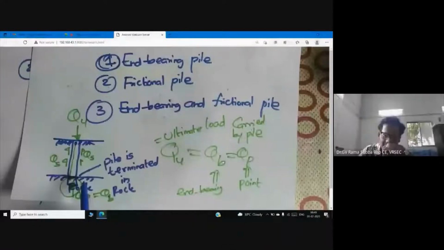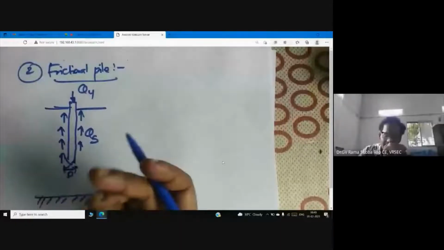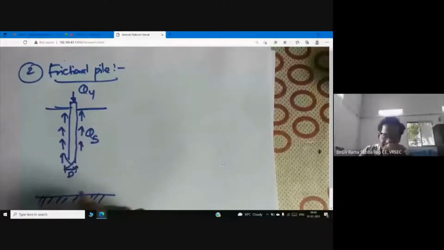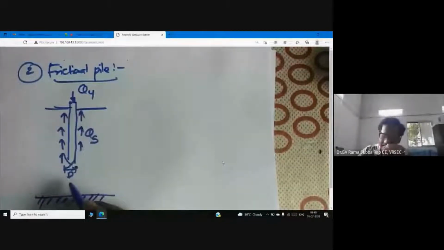Many times we used to observe in Vijayawada, in many apartments, they are constructing pile foundations. I repeatedly tell you, because their load is medium load only, they are just terminating the pile in the medium stiff soil. So the majority of the time, they are called frictional piles.